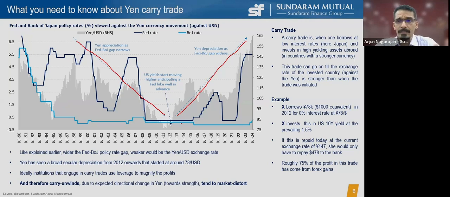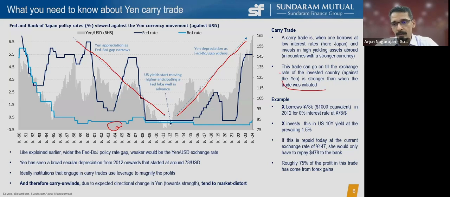Now, it is very important to understand what a carry trade is. Carry trade, in very simple terms, is somebody, let's say X, borrowing cheap and investing that money in higher yields abroad. The most important aspect here is that the currency should not move in an unfavorable direction.